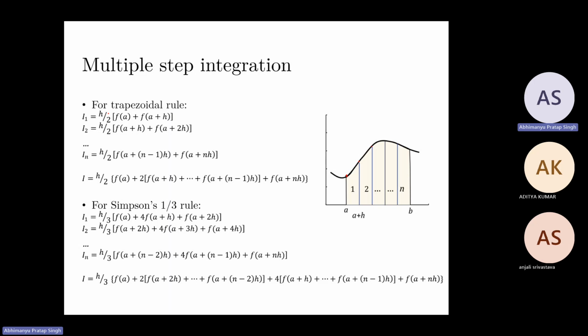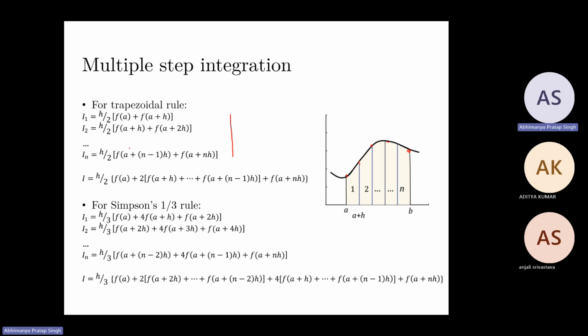So if we look at the formula, for the first part using the trapezoidal rule, we get h by 2 f(a) plus f(a+h). For the second, we get f(a+h), like this is my a plus h point. Now this is my a plus 2h point. Then this is my a plus 3h point, and likewise this is my a plus nh point. So I get a series of smaller areas like this, and then I can simply add all of this together to get my total area.